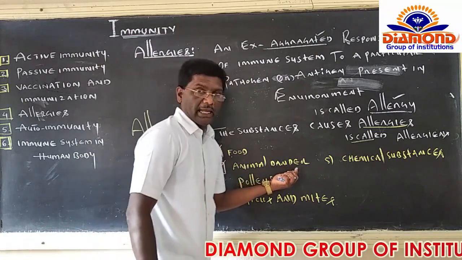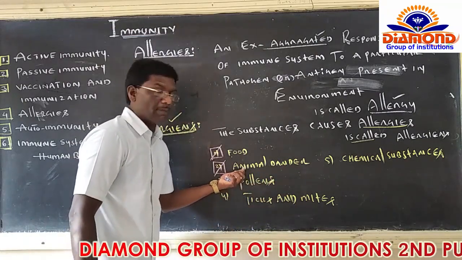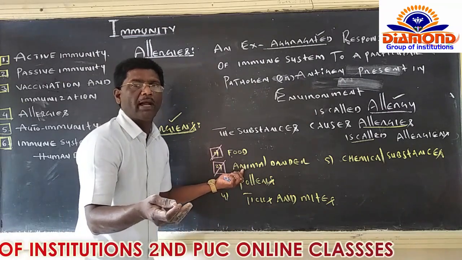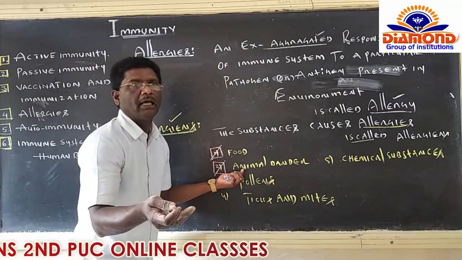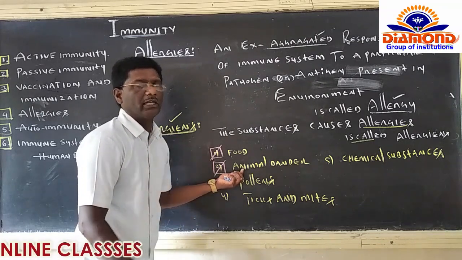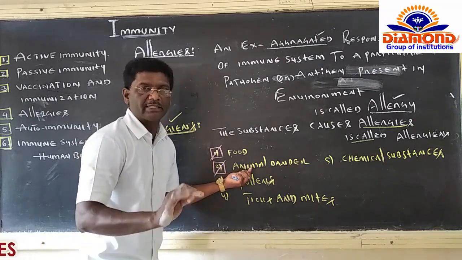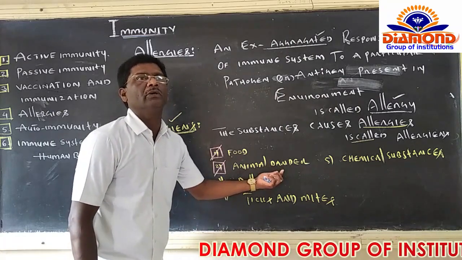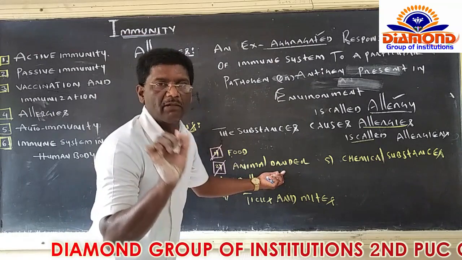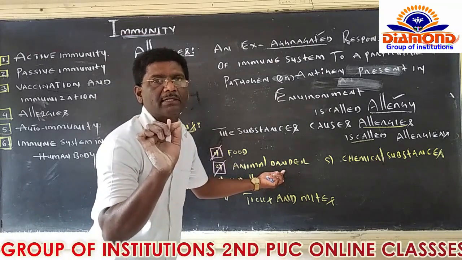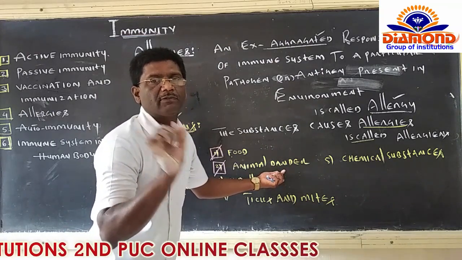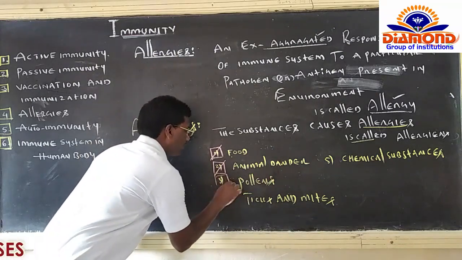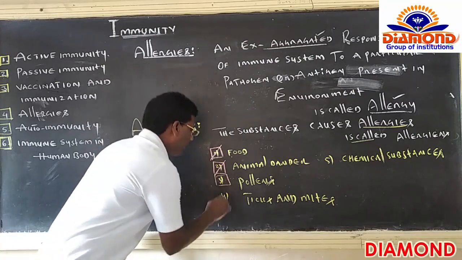Number two, animal dander. That's not the smell from the animal body. Some pet dogs and pet cats are present at our home. Time to time you have to wash them thoroughly. If you do not wash them, dander forms on the surface of the skin with a bad smell. If you smell such a bad smell coming from the animal's skin or body surface, we will vomit. That's also one kind of allergic reaction. Pollens are responsible for allergies.